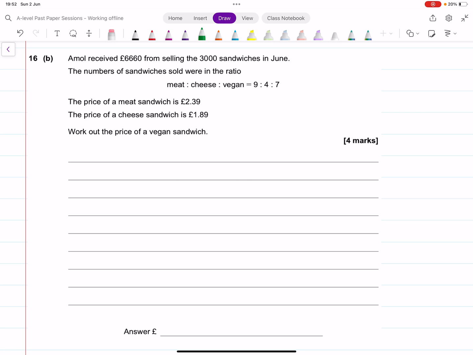Okay, so how do we think about this? We know the total number of sandwiches and we know that the ratio of the number of sandwiches is this. Can we work out the number of each type of sandwich that we've got? So we have 3 types of sandwiches: meat, cheese, and vegan. Okay. How many meat sandwiches do we have? 9 over what's the ratio? Yeah, so 9 plus 4, that is 13. 13 plus 7 is 20, right? So 9 over 20 multiplied by 3,000.